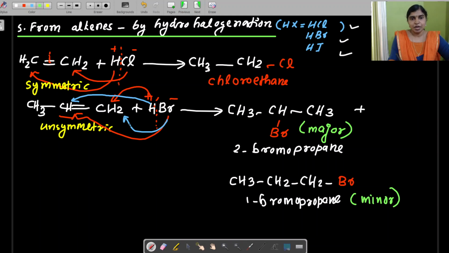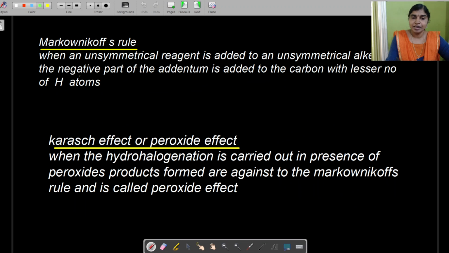Okay, so this is Markovnikov's rule. Then what is Markovnikov's rule? When an unsymmetrical reagent is added to an unsymmetrical alkene, the negative part of the addendum is added to the carbon with the lesser number of hydrogen atoms. And if the reaction is carried out in presence of peroxides, the reverse product is obtained. That is, the product formed is against the Markovnikov's rule, and the effect is called the peroxide effect or Kharasch effect.